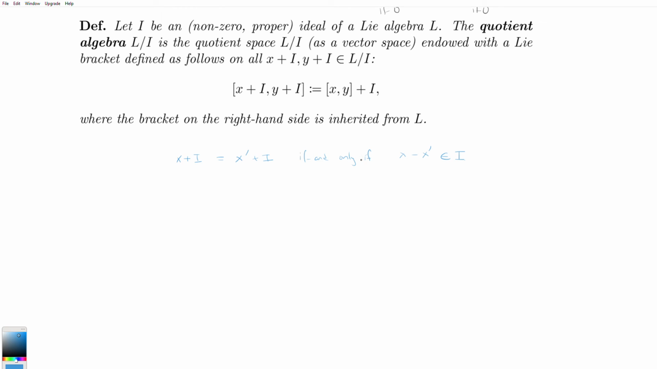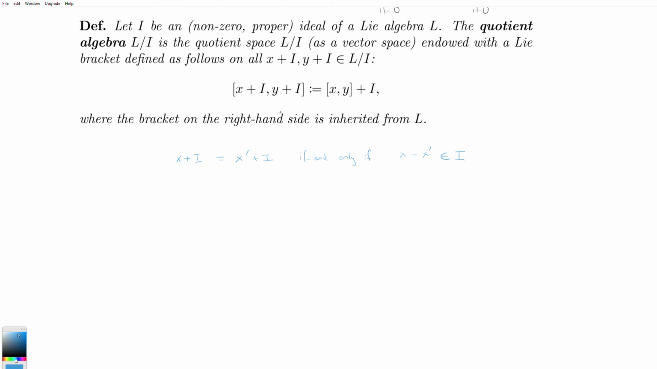Recall that the whole idea is that when we quotient out by an ideal, you're making things equivalent up to something inside of your ideal. You're saying x differs from x prime by something in the ideal, so we'll just say they're equal up to something in the ideal. Think of modulo with integers: 8 and 3 are equivalent mod 5, because you add enough 5s and you get from 3 to 8. It's the same idea here. So x and x prime are equal if x minus x prime is an element of I.